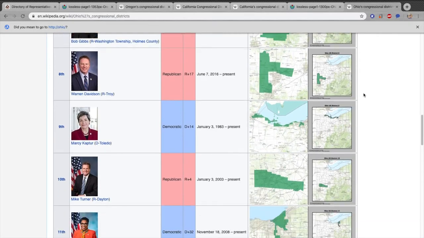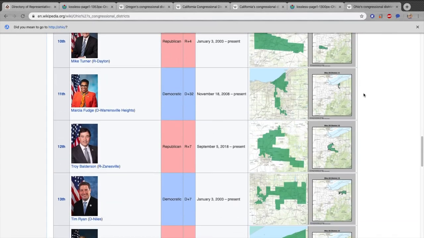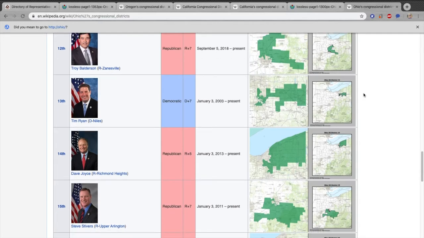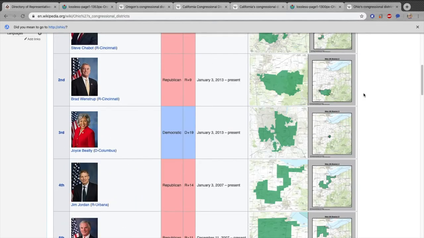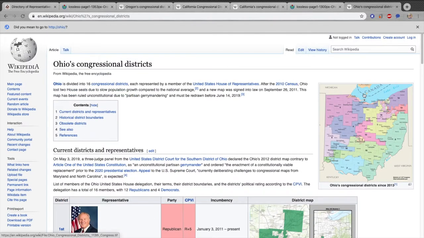So, what I'm trying to say is the process is not always fair. And I'm using Ohio as an example, but if I used Illinois, it would be exactly the opposite. It was drawn to advantage Democrats. So, we can have a conversation about this.